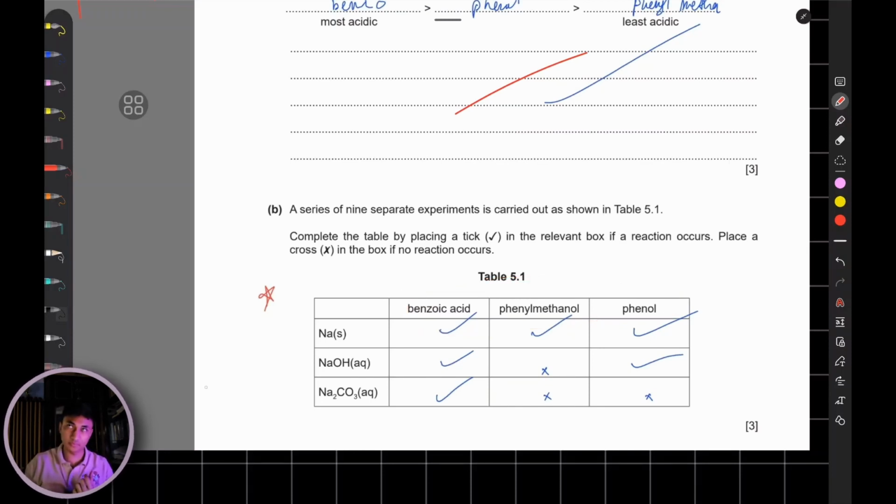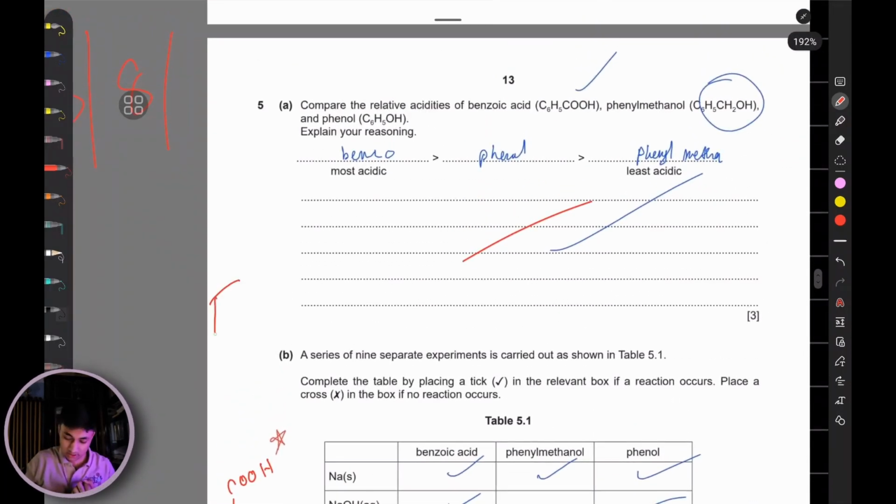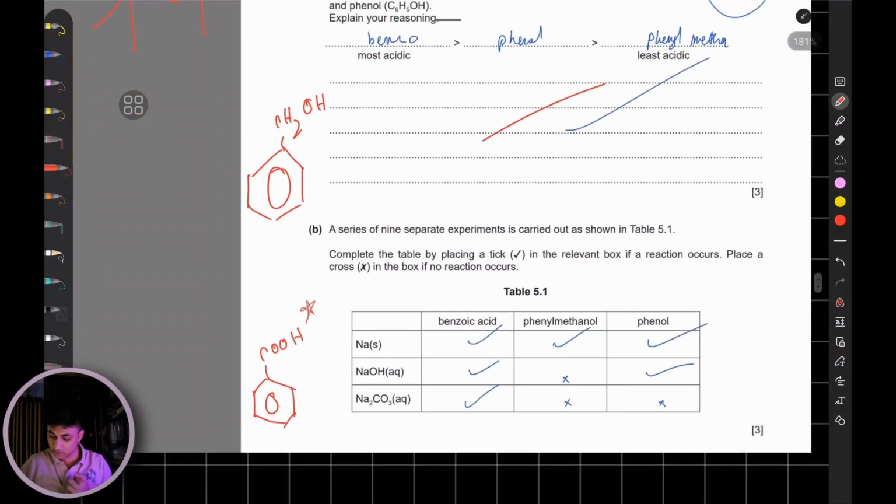Benzoic acid, C6H5COOH. And you have phenylmethanol. They've given you the structural formula, C6H5CH2OH. Okay, so phenylmethanol. What else? Phenol. Our good old phenol. These are your 3 organic compounds. But all of these are what? Acids. Okay. All of these are acids.